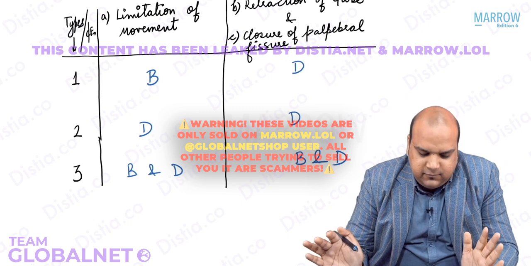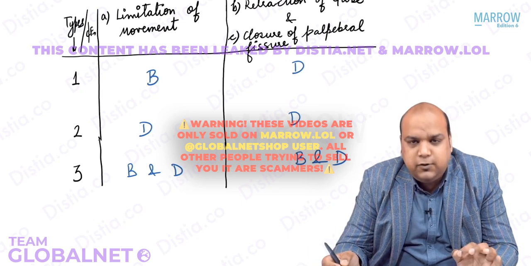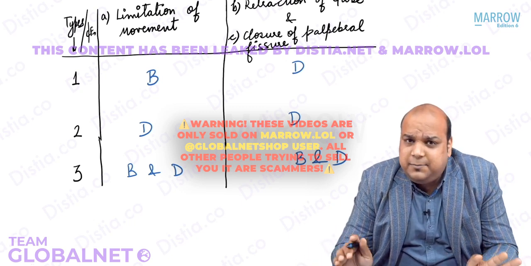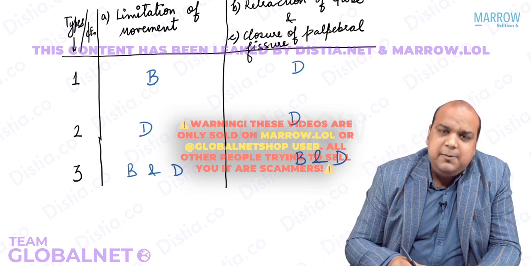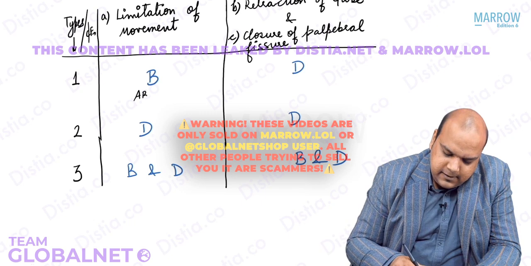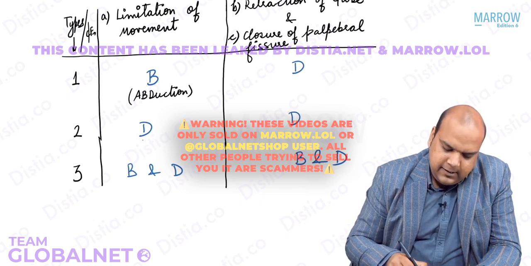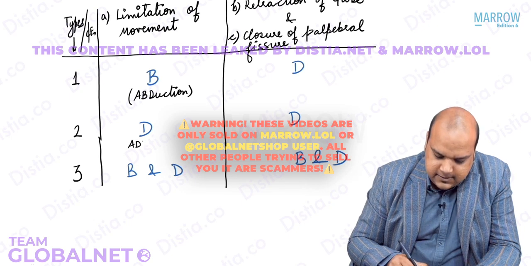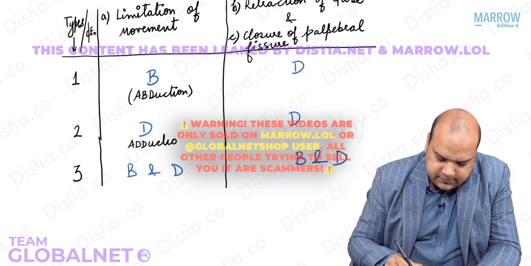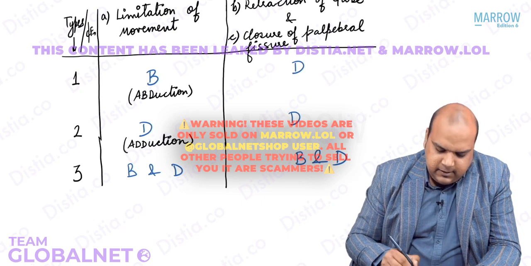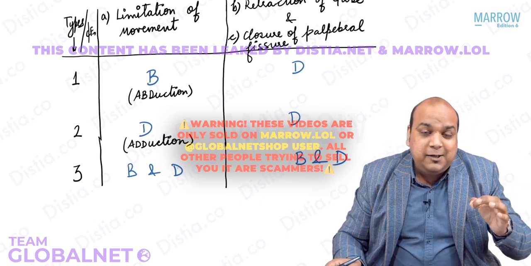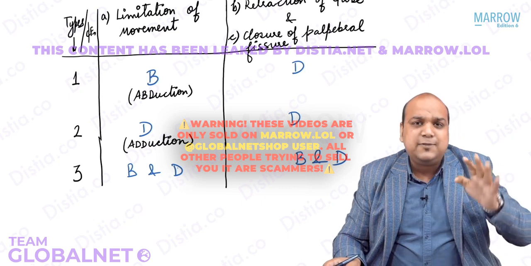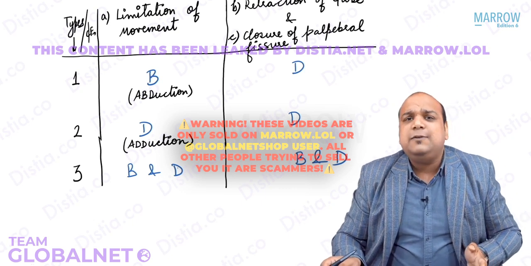So, everybody, what is the first clinical feature? We are saying limitation of movement. Some movement is limited. Which movement is limited? I have written B. B means what, everybody? B means abduction. I have written D here, everybody. D means adduction. B and D means both abduction and adduction. The difference is only of a single letter between the two spellings, abduction and adduction. That's what I've used to make it easy for you to remember.